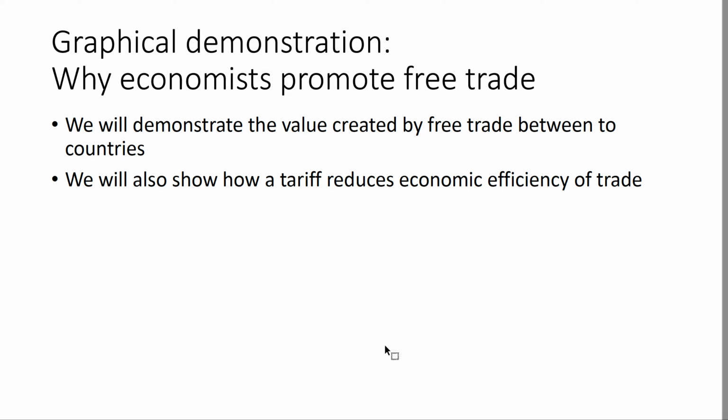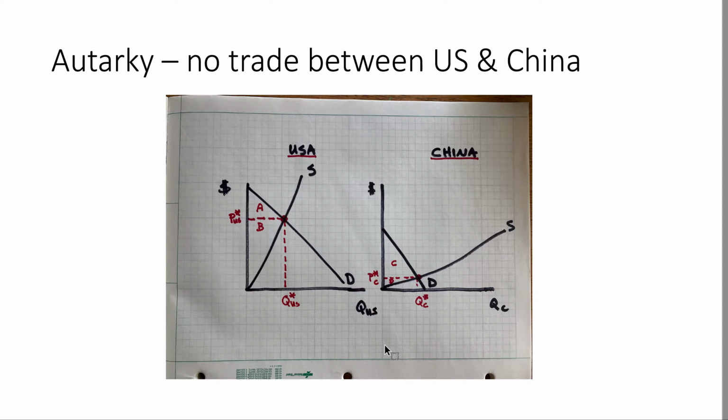All right, so we're going to use this series of graphs to show how value is created by free trade and how a tariff, or a tax to reduce free trade, reduces economic efficiency. So if we consider autarky, which is what you call no trade between two countries, and we're going to focus on the US and China. Suppose we're trading tennis shoes. As you can see by this graph, we'd have two supply and demand graphs, two markets, one domestic US, one domestic China. There are two different prices, the price in the US and the price in China, two different quantities.